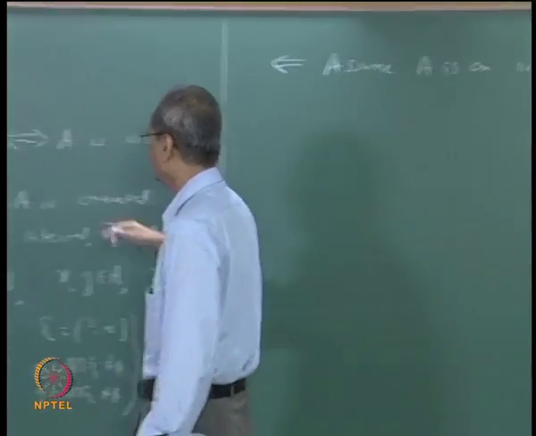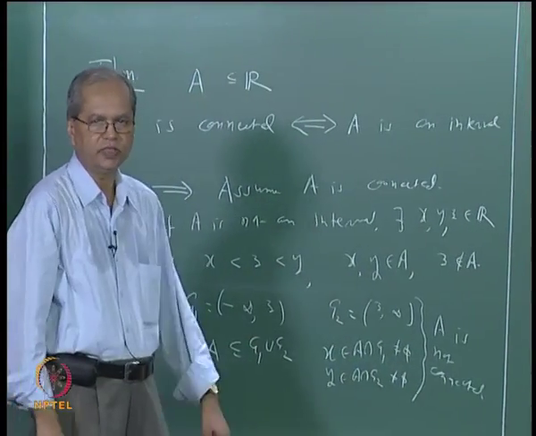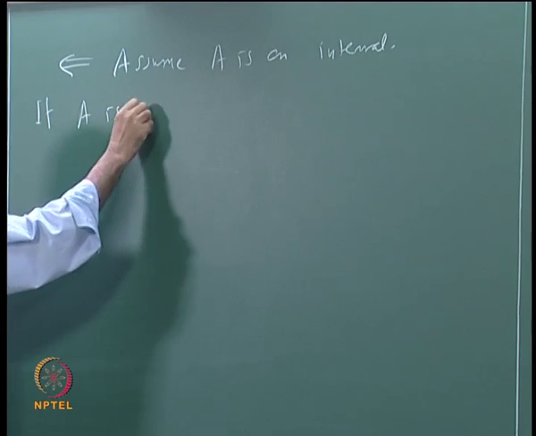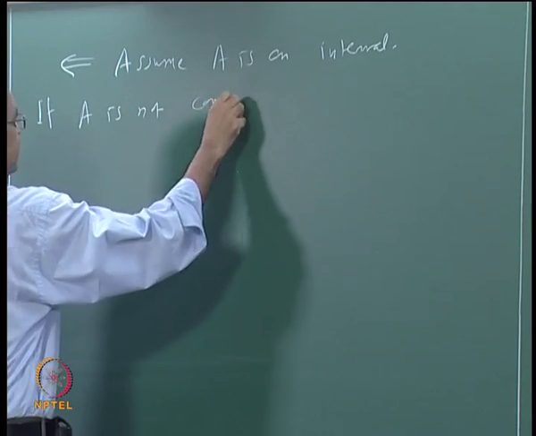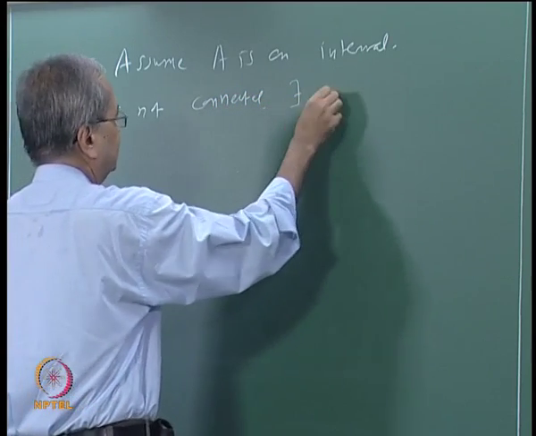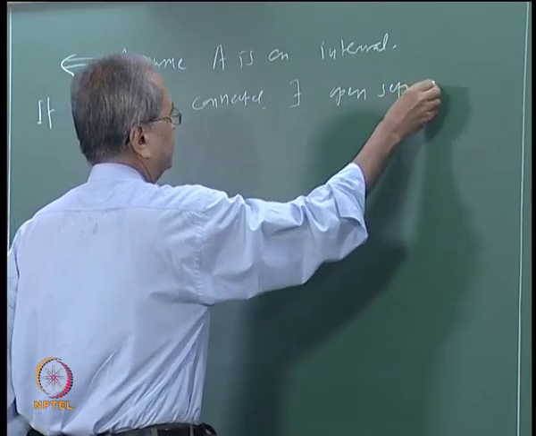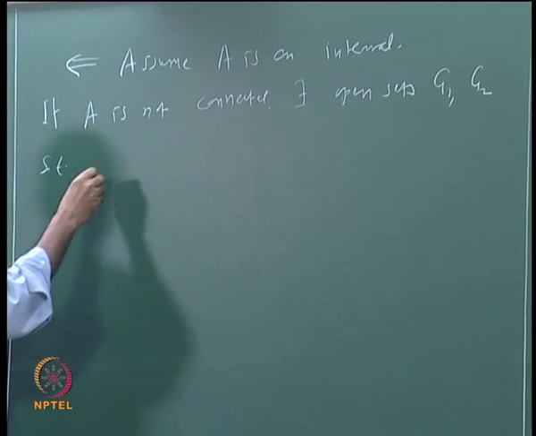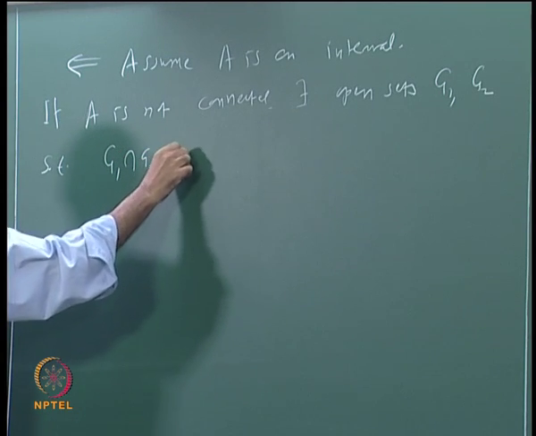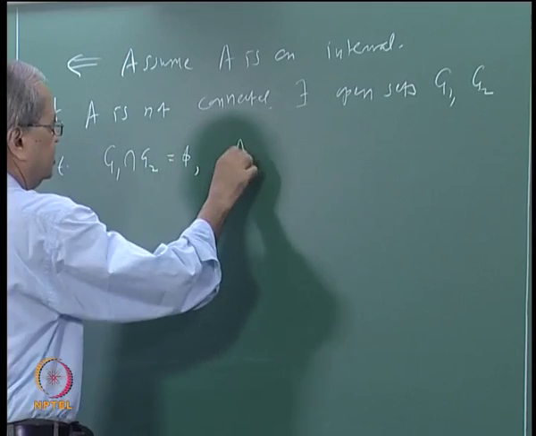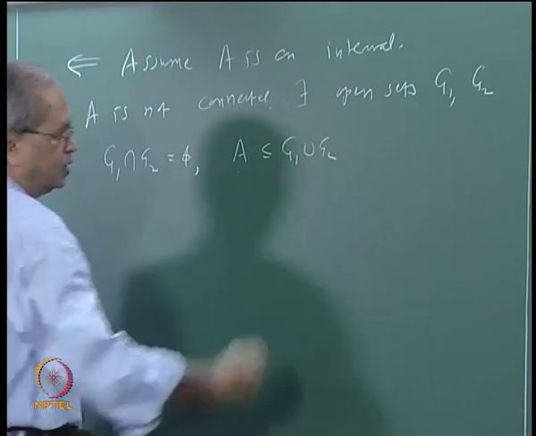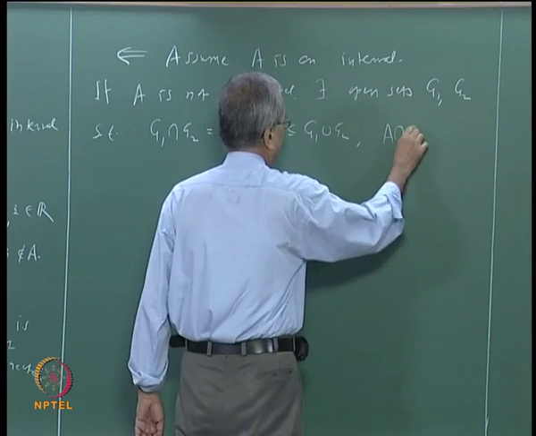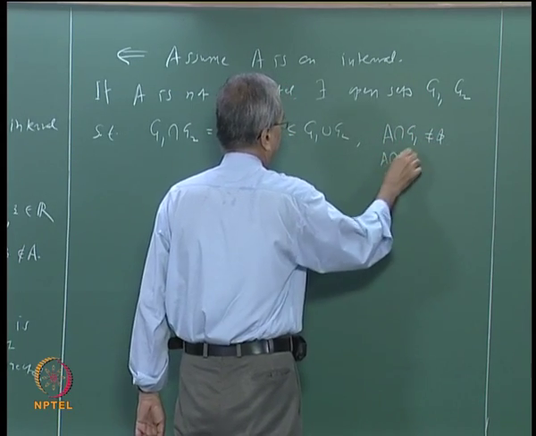If A is not connected, again there should exist two open sets G1 and G2 with the required property. First of all, they are disjoint, G1 intersection G2 is empty. A is contained in G1 union G2, and it has non-empty intersection with both the sets: A intersection G1 is non-empty and A intersection G2 is also non-empty.